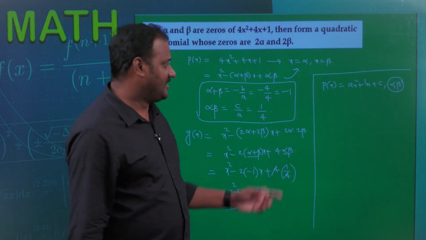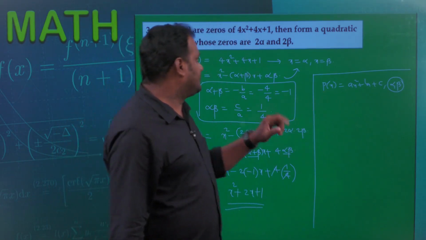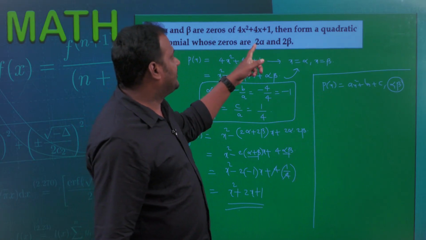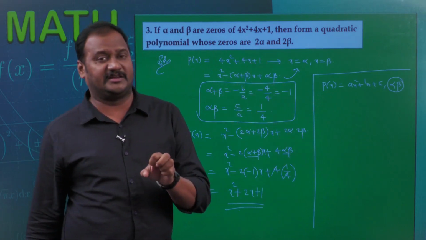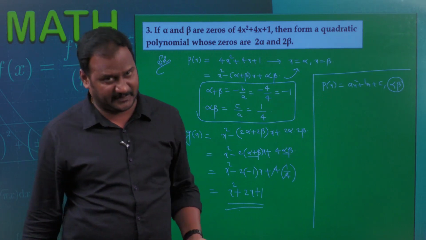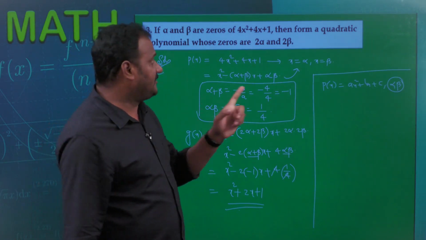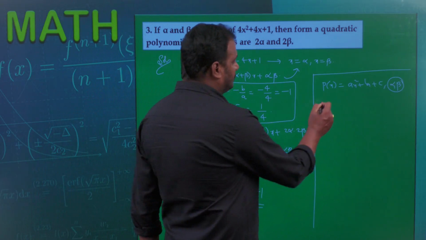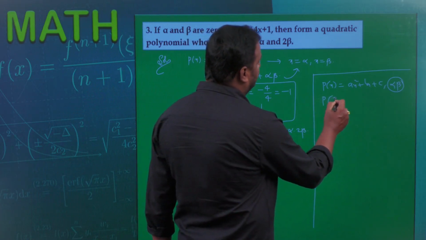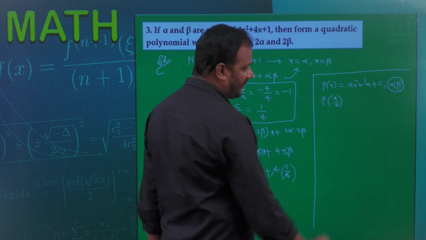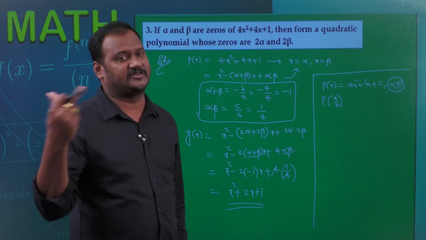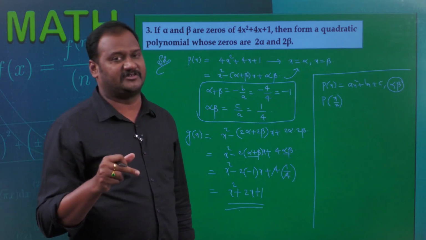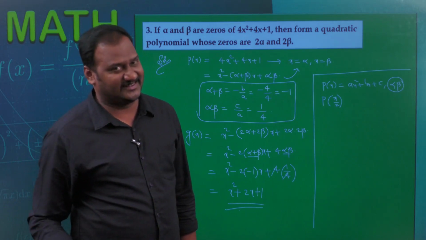For example, you want the polynomial whose zeros are 2 alpha, 2 beta, meaning the polynomial whose zeros are multiplied by 2. If you want a polynomial whose zeros are multiplied by 2, then you will have to find p of x divided by 2. Because x is equal to alpha, right? Now x by 2 is equal to alpha. If x by 2 is equal to alpha, x is equal to 2 alpha, right?